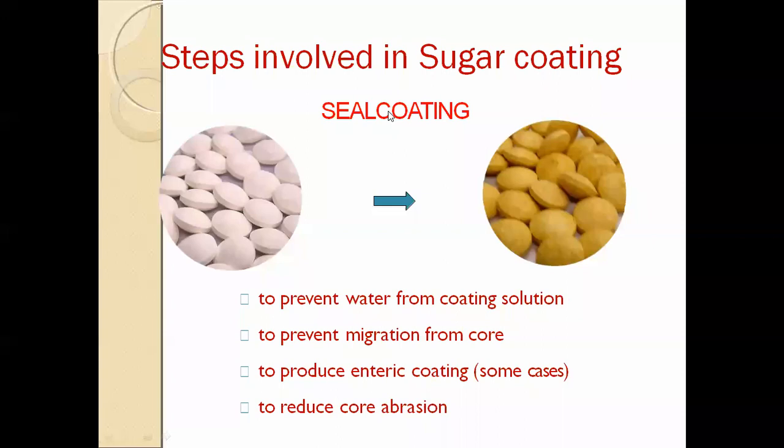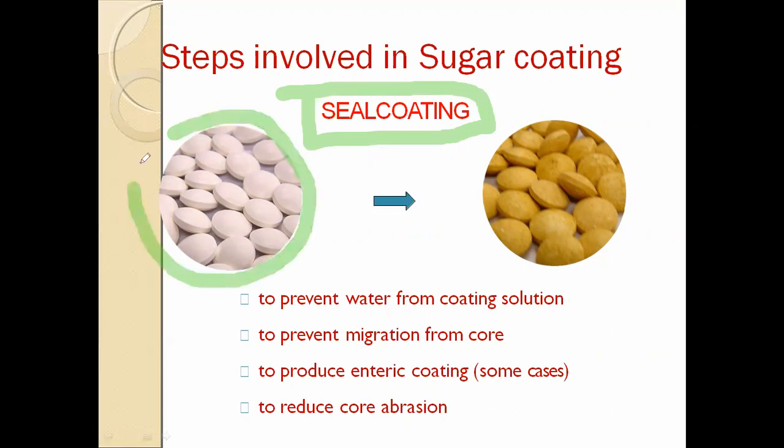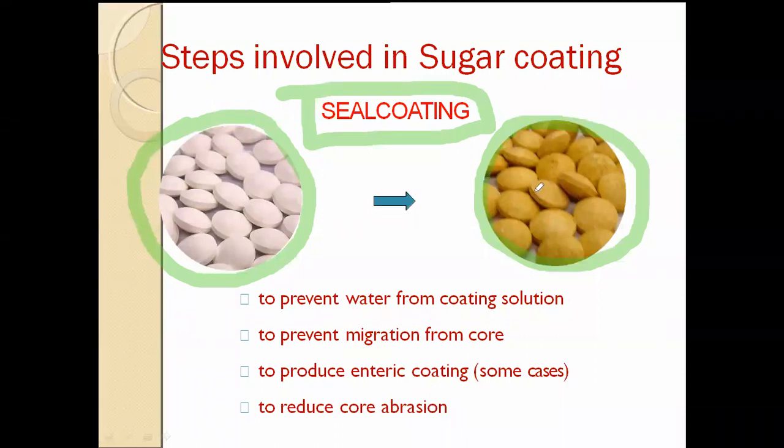So the first step is seal coating. In seal coating, what will happen? These are the tablets which are uncoated. No single step has been carried out on them, that is the uncoated tablets, shown here on the left-hand side. After seal coating, you will find that a seal is applied on the core, that is your tablets. So this is how the seal looks.